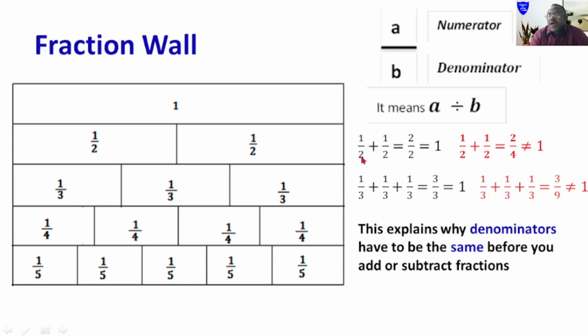Now, the denominator here is 2, the denominator here is 2. The denominators are the same, therefore you retain the denominator 2. Then you simply add the numerators. This numerator and that numerator added: 1 plus 1 will give you 2. So you have 2 out of 2, which is equal to 1.